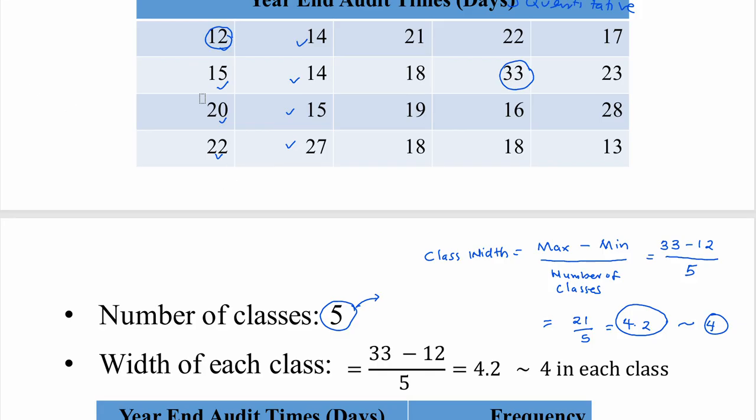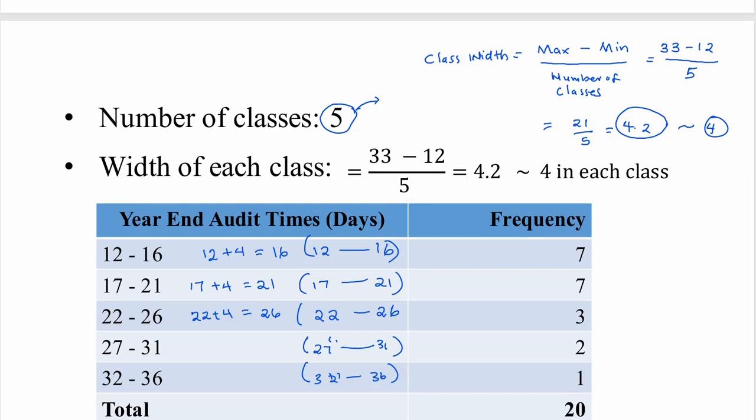And so we have 1, we got 2, we got 3, we got 4, we got 5. Remember, we're looking between 12 and 16. We have 6, we got 7. And so we have 1, 2, 3, 4, 5, 6, 7. The count of numbers between 12 and 16 is 7. And that is the frequency for that class.